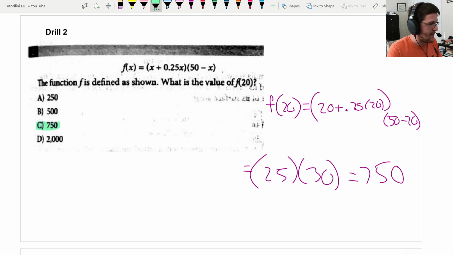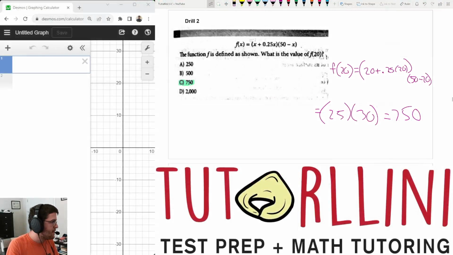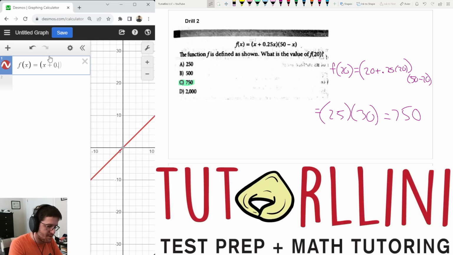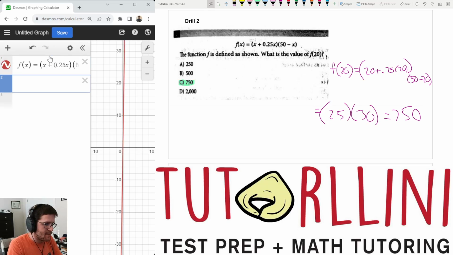And I think this one's way easier on Desmos, so let's do f of x equals x plus 0.25x, times 50 minus x. And now I'm going to type in f of 20, and it tells me 750.